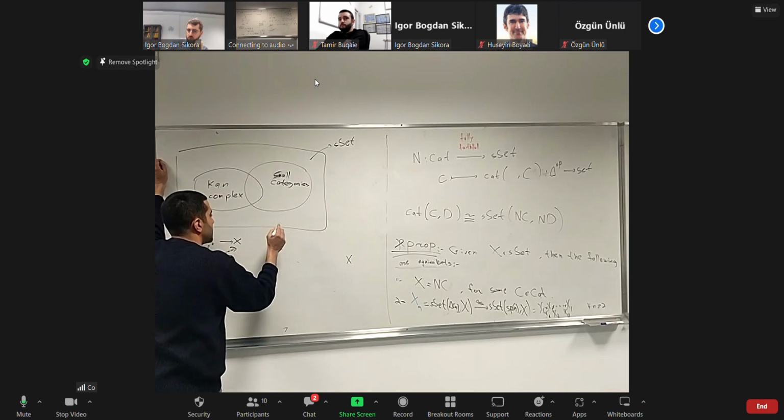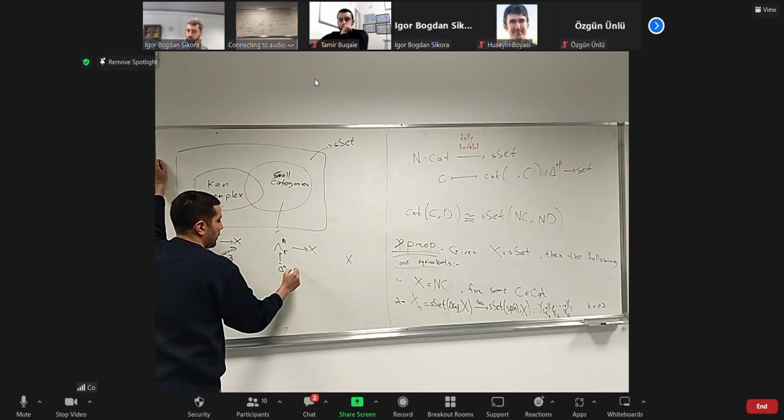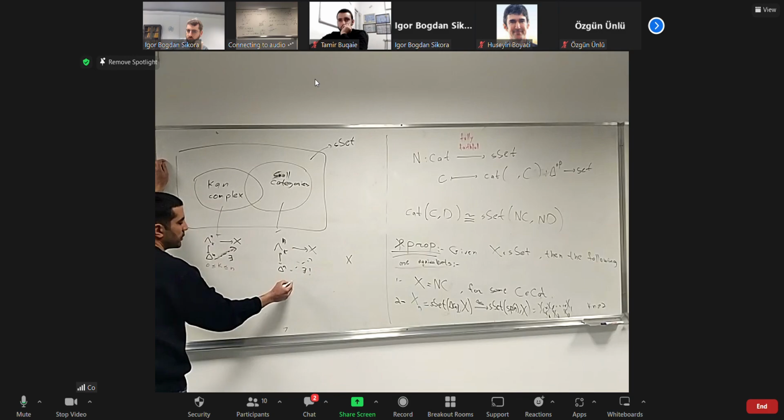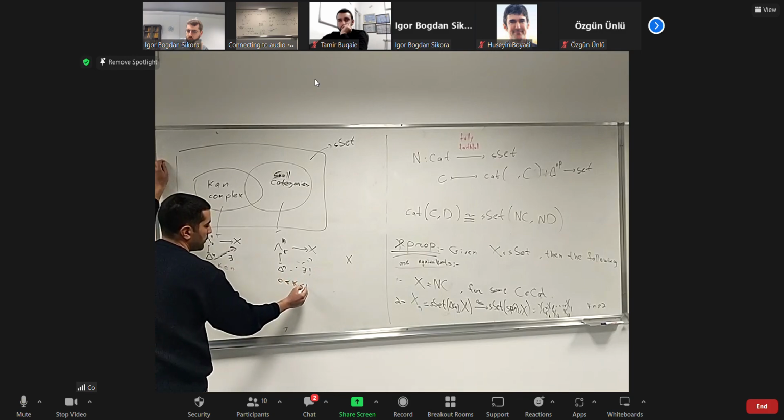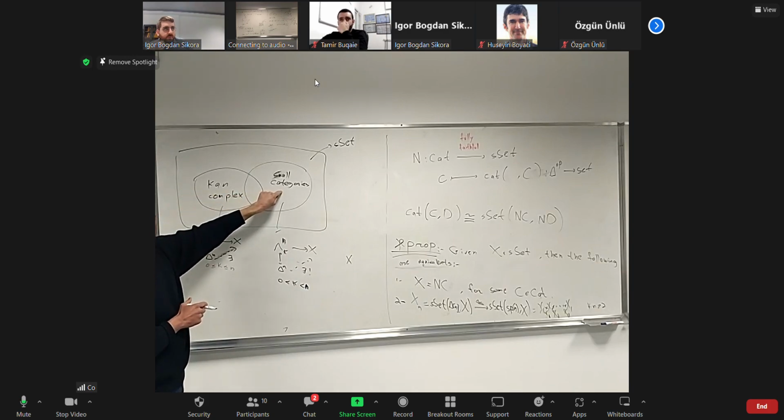Okay, so we can lift. What is the property of this? The property of this is that we can lift uniquely. But we can lift uniquely, not for every horn, just for the inner ones, right? Because we think about this as the composition. And now, this is good for homotopy theory, and this is good for category theory, right?